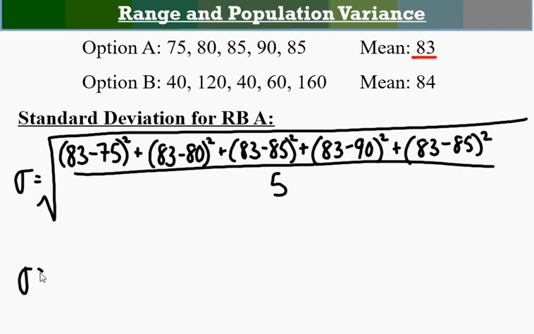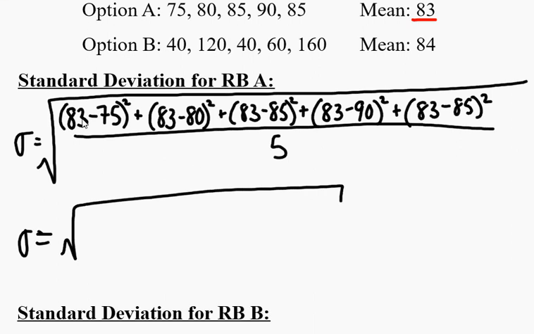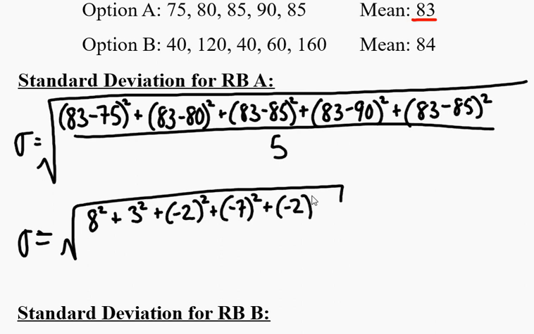So, okay, here we go. Square root. This won't be as large. 83 minus 75. So this value right here, that was 8 off, and then I'm going to square it. Plus, this was 3 away, and then I square it. Plus, this was negative 2, and then I square that. Plus, this one is going to be negative 7, squared, plus this one is negative 2, squared. And then I divide all this by 5.